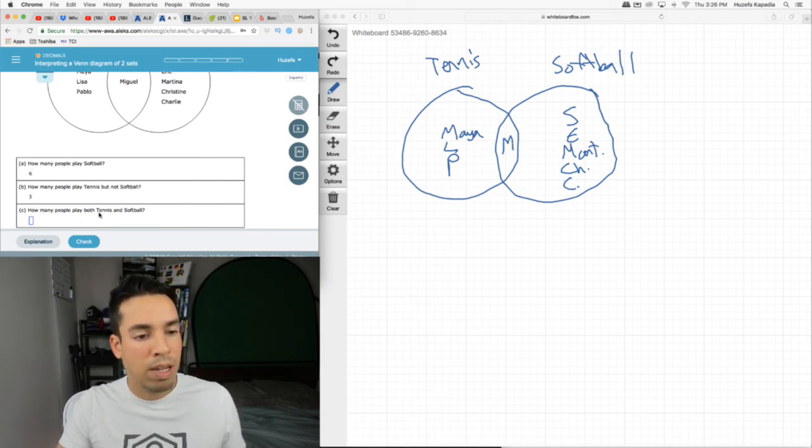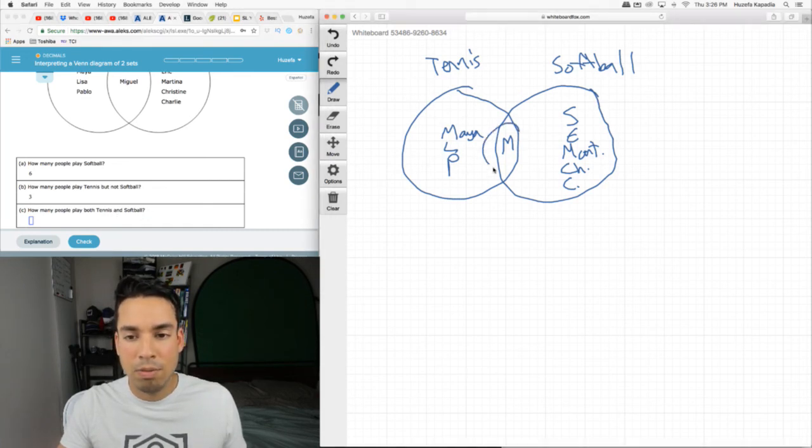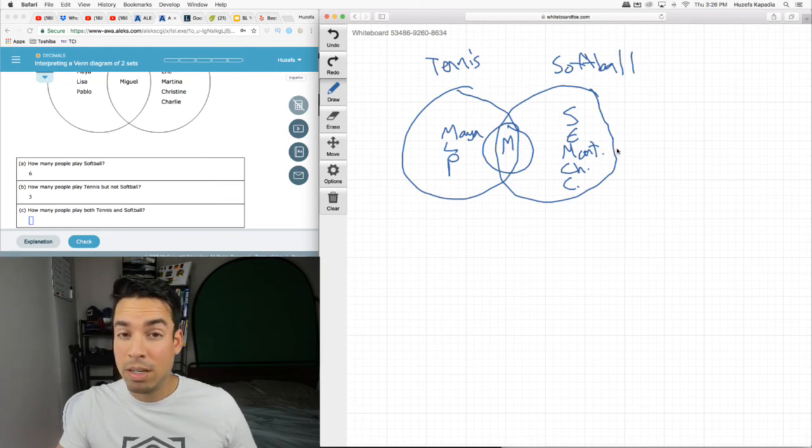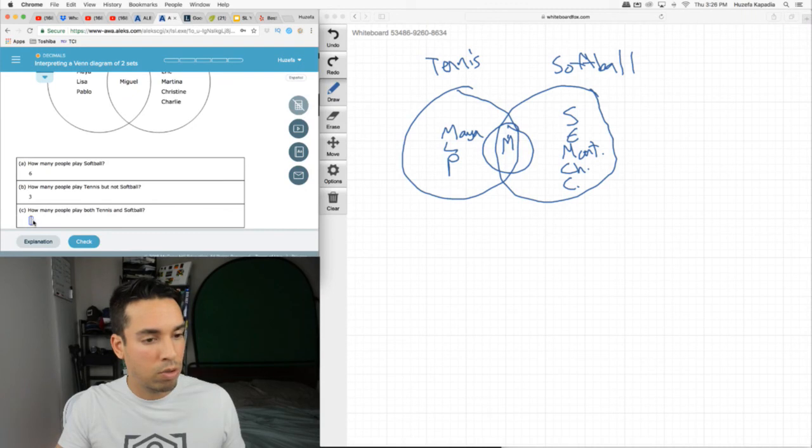And last, how many people play both tennis and softball? To play the 2 sports combined, it's just Miguel. If they say play tennis or softball, it would be everybody. But it's both those. It's just this one person who lives in both universes, which is Miguel.